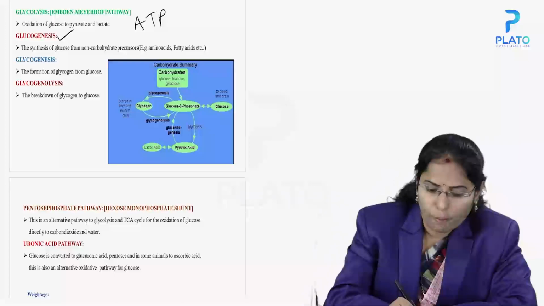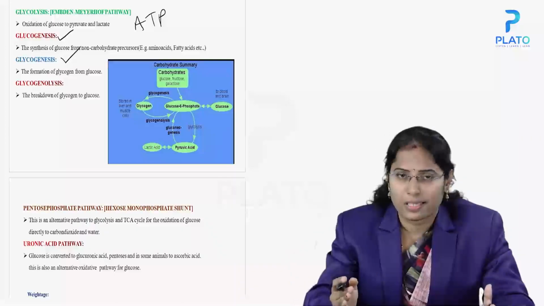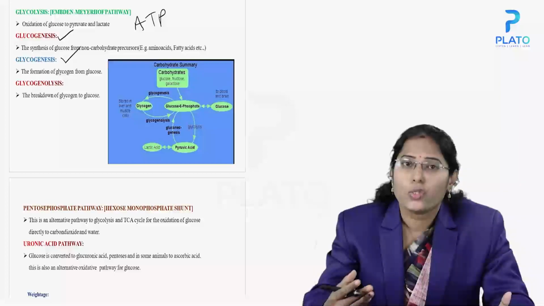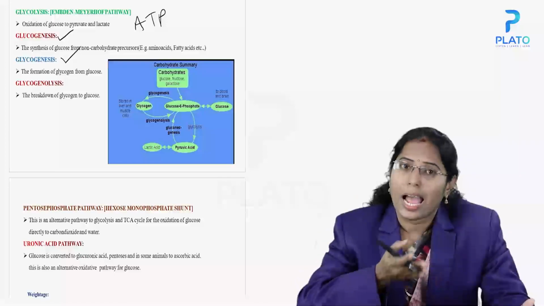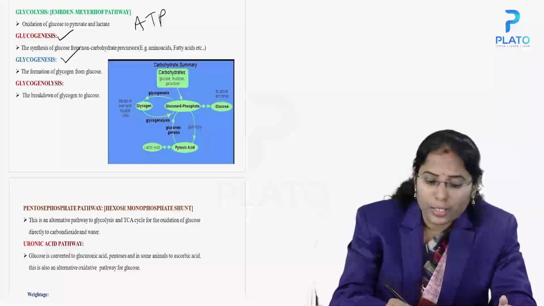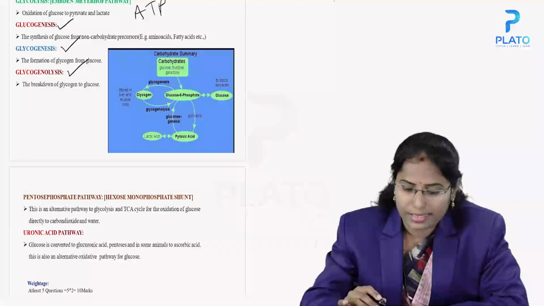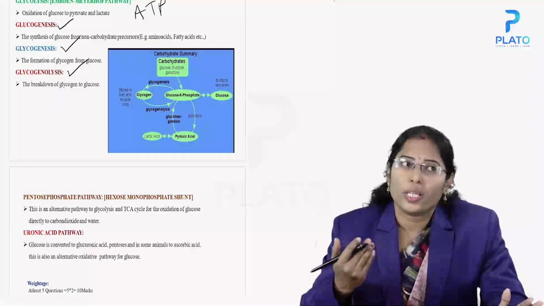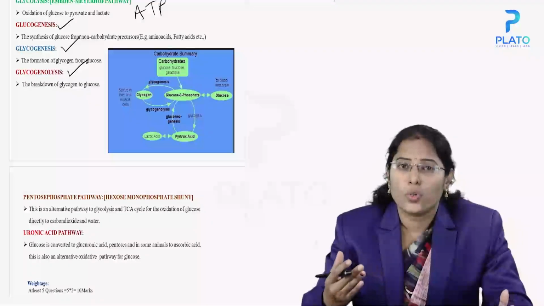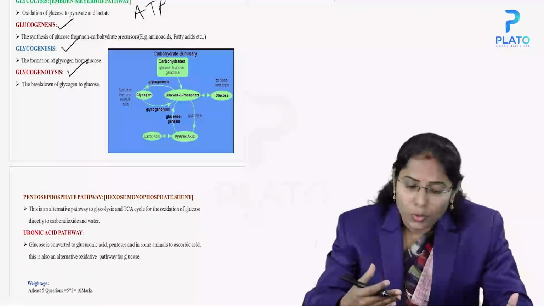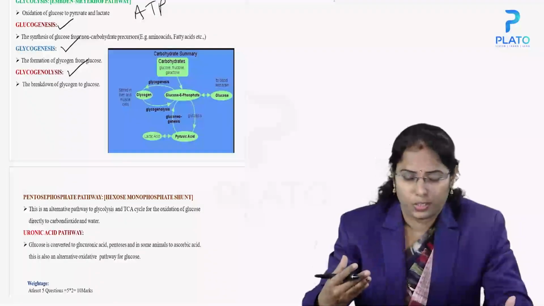Coming to the third topic, glycogenesis, that is glycogen synthesis. When the blood glucose level increases, our liver converts the excess glucose into glycogen, and that is stored in the liver. That is glycogenesis. And the next one is glycogenolysis, which is nothing but breakdown of glycogen. During fasting, the glucose level in the blood decreases. In order to maintain the normal level, glycogen is broken down to produce glucose molecules for the continuous production of energy.